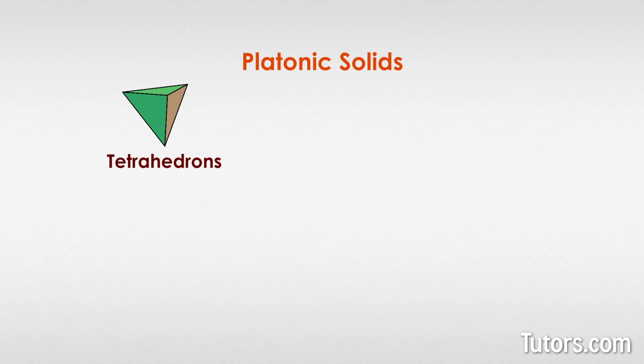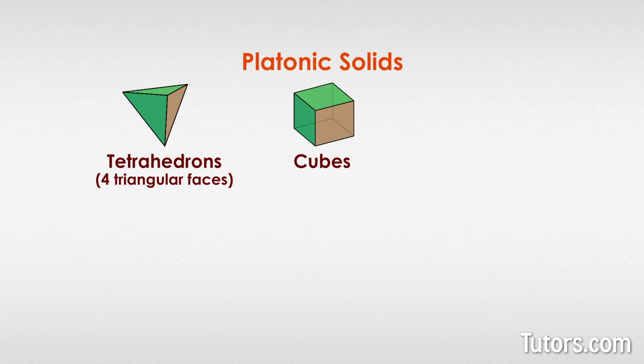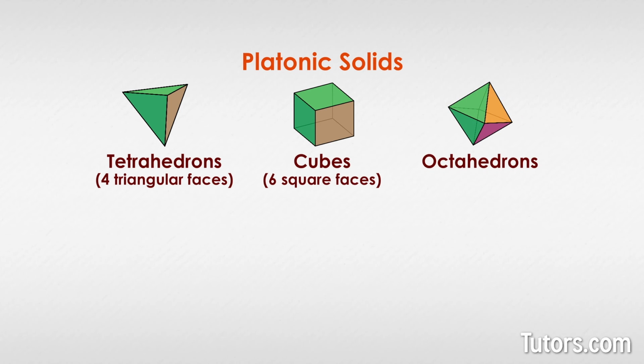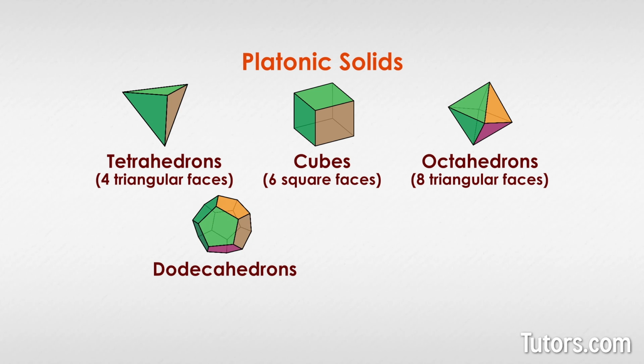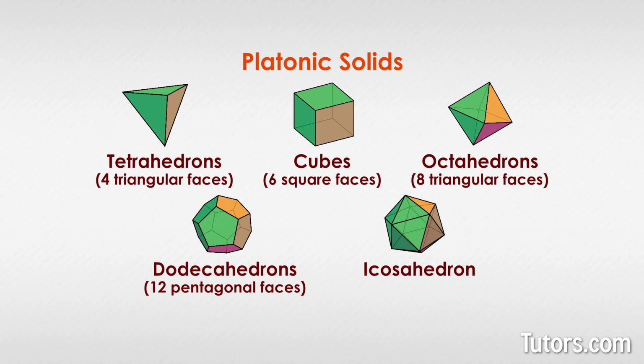A whole category is called the Platonic solids. These are tetrahedrons, which have 4 triangular faces, cubes, which have 6 square faces, octahedrons, which have 8 triangular faces, dodecahedrons, which have 12 pentagonal faces, and icosahedrons, which have 20 triangular faces.